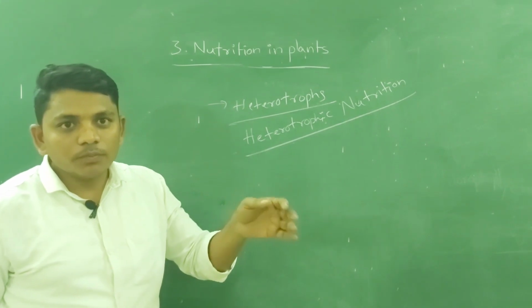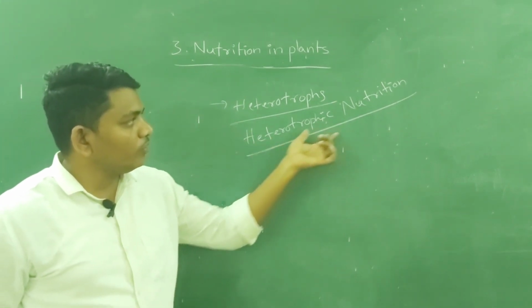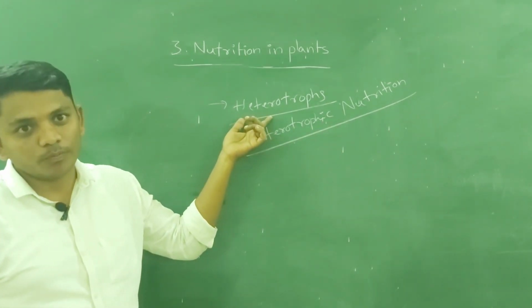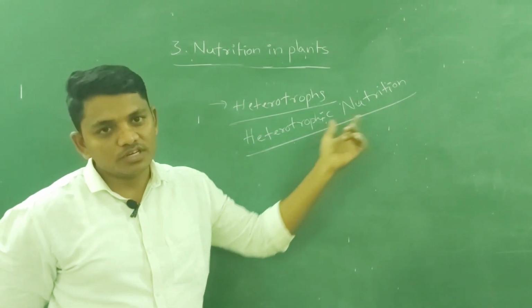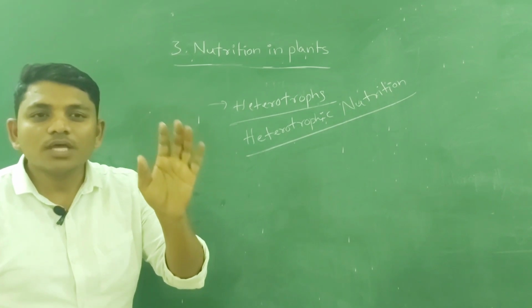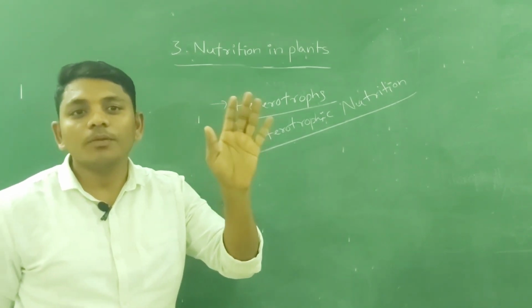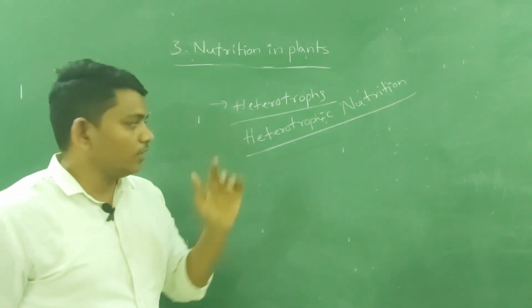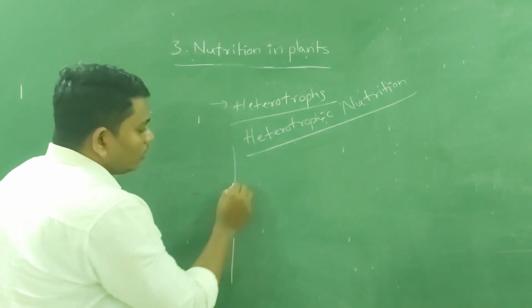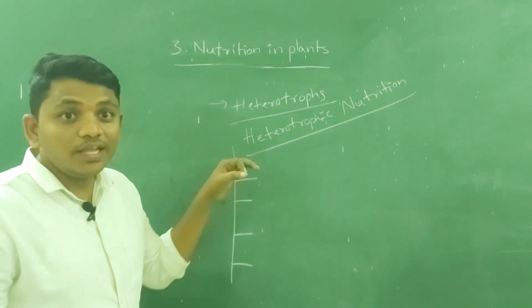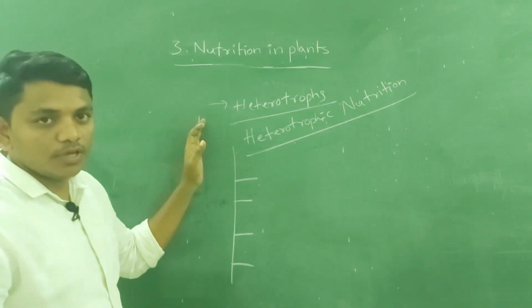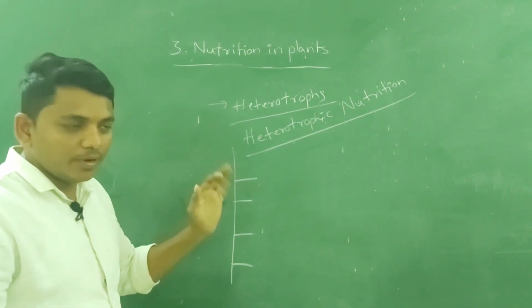The organism which follows heterotrophic nutrition is called a heterotroph. Some types of plants belong to heterotrophs, right? We are going to discuss the types of heterotrophic nutrition in plants.